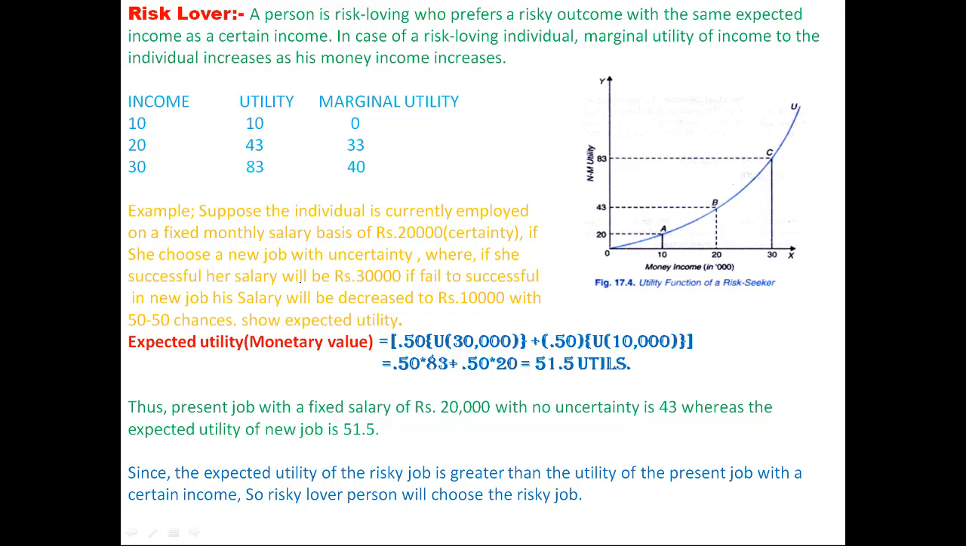Okay, so a risk averse person obviously chooses the risky job, because here the expected utility is greater. And if the expected utility is the same, then a risk lover person will choose the risky situation, not the certain situation. It is the behavior of a risk lover person. So the present job with fixed salary 20,000 with no uncertainty gives 43, whereas the expected utility of the new job is 51.5. The same thing is explained here.